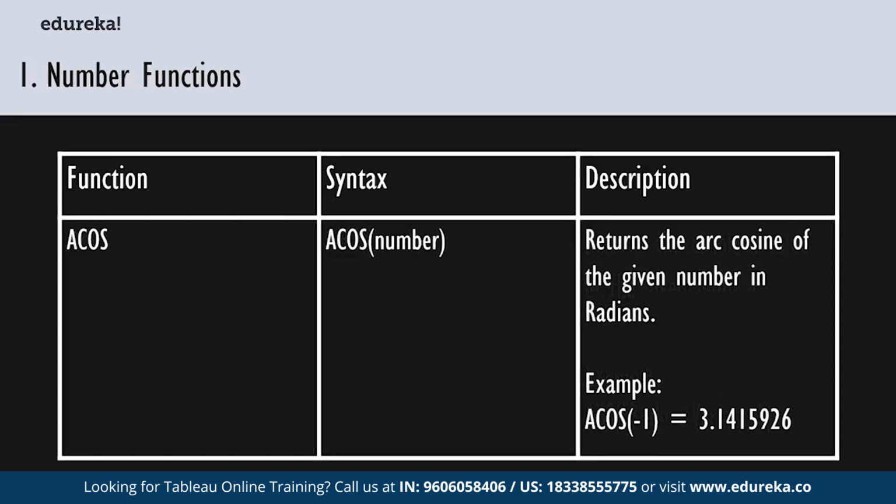So our next function is the arc cosine, or ACOS. It basically returns the arc cosine of the given number, and the result will always be in radians. So if you give an arc cosine of -1, you're supposed to be getting something along the lines of 3.1415926. As simple as that. So let's go back to our Tableau desktop and run this and see.